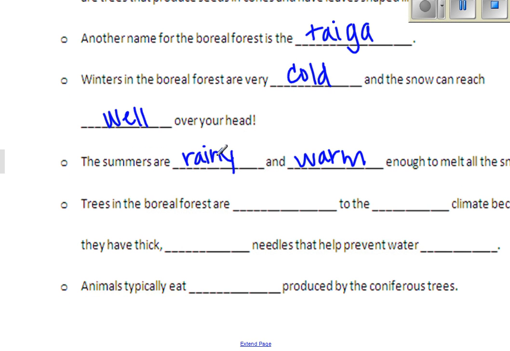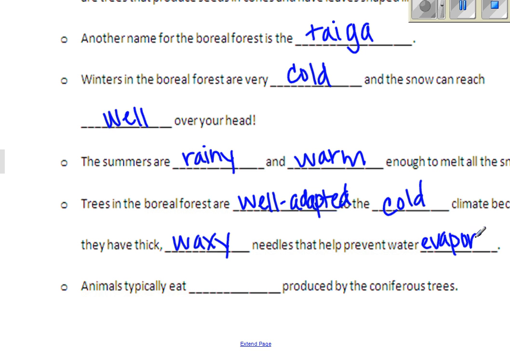Now, trees in the boreal forest are well adapted to the cold climate, because they have thick, waxy needles that help prevent water evaporation. And the animals adapt because they typically eat the seeds that are produced by the coniferous trees.